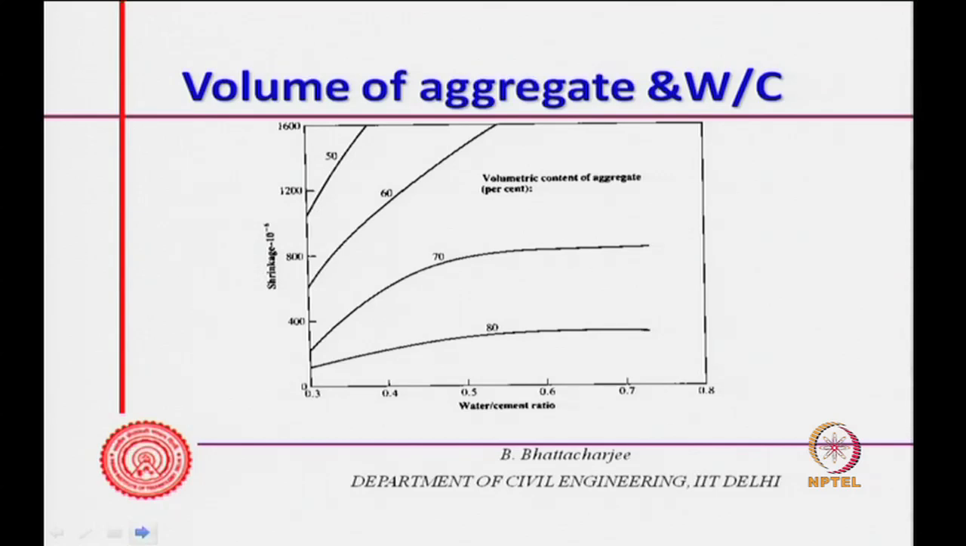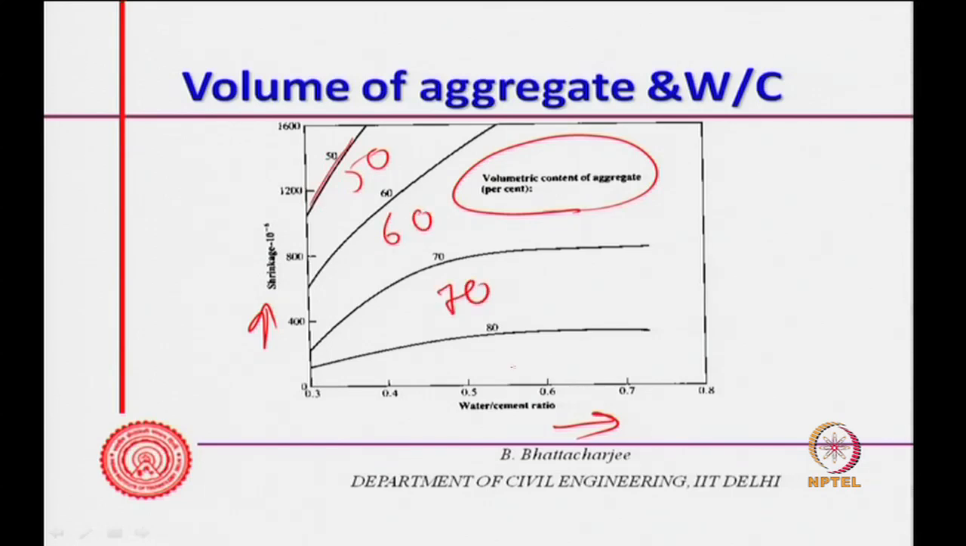Water cement ratio, let us see water cement ratio. We are plotting shrinkage against water cement ratio. This is the volumetric content of aggregate in percent: this line is for 50% aggregate, this is for 60, this is 70, and this is 80. If the aggregate is 80%, shrinkage will be lower, but as my water cement ratio increases, shrinkage increases.